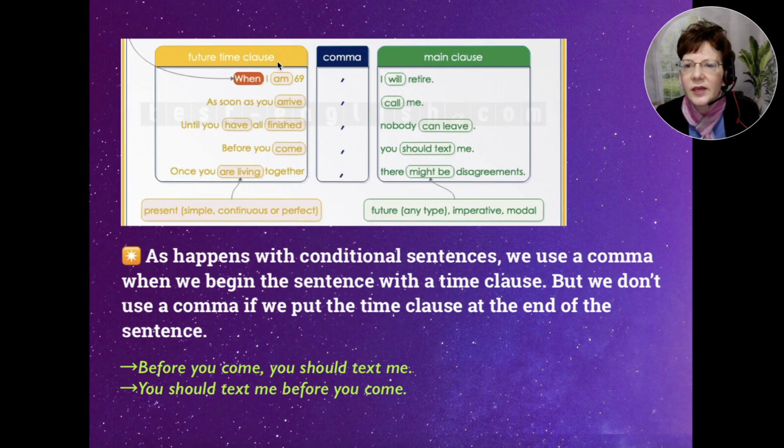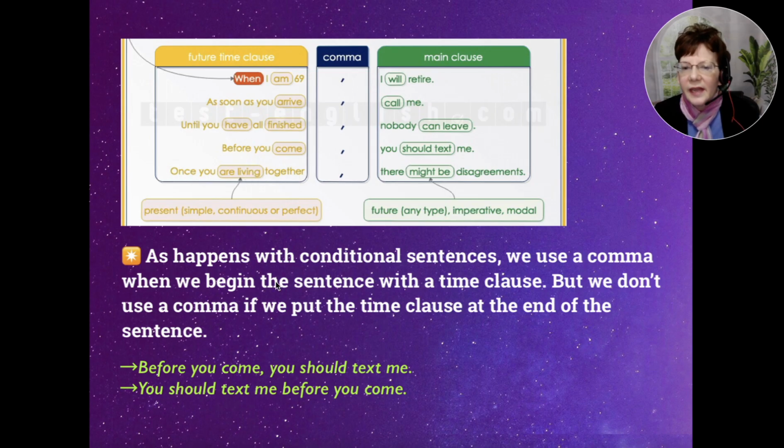So you can see an example here with future time clauses. For example, when I am 69, that uses present simple of be. I will retire. Future simple. As soon as you arrive, call me. Okay, present simple, and then the imperative form. And then until you have all finished, nobody can leave. Modal form here, this one using present perfect. And then before you come, you should text me. Okay, modal of advice, should text. And then once you are living together, there might be disagreements. It's possible here. And present continuous is here.